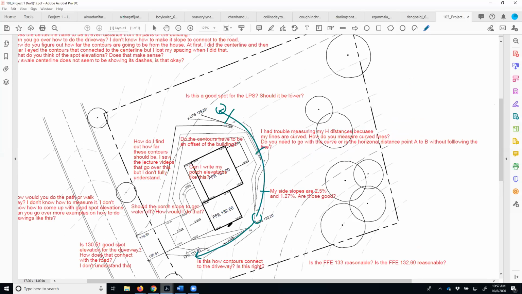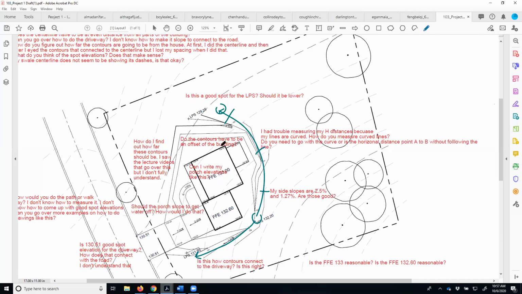So what I tend to do is sketch in these contours to begin with, and then I have to go back and check and make sure that I have that 5% maximum slope away from the building. So I wouldn't try to offset the contours around it. I would simply try to put spot elevation.